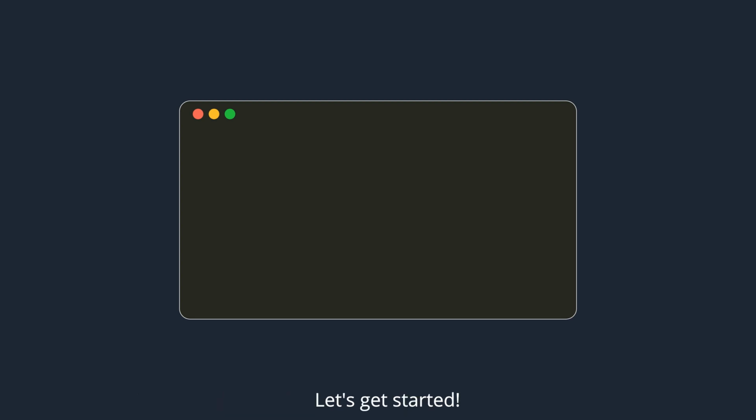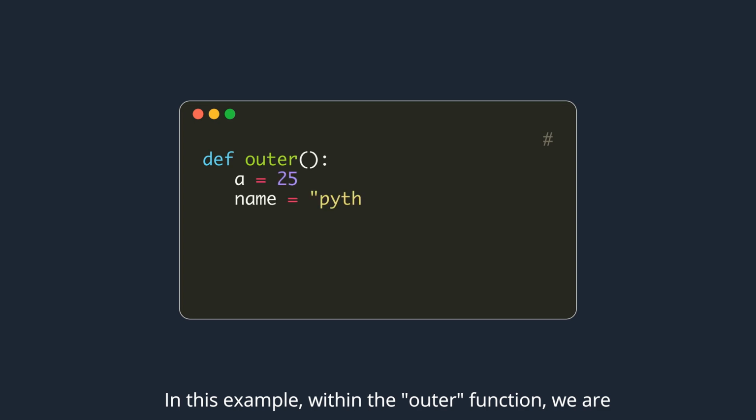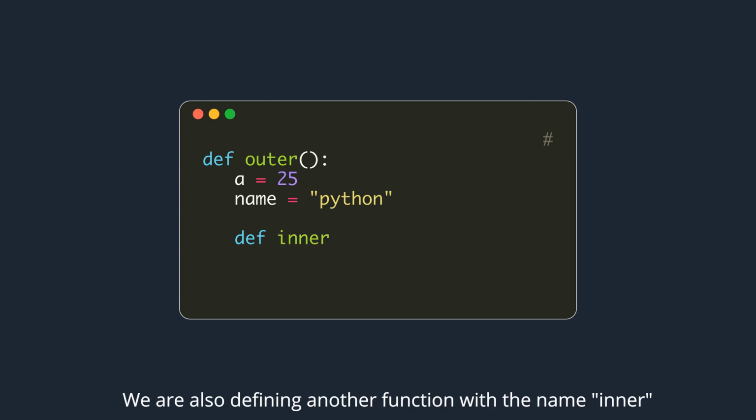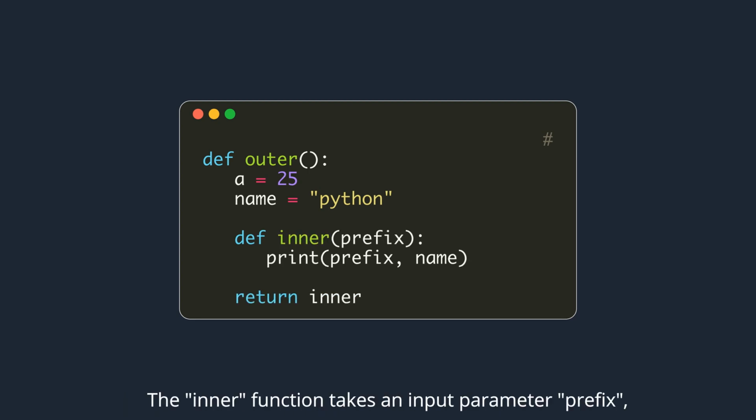Let's get started. In this example, within the outer function, we are defining an integer variable a and a string variable name. We are also defining another function with the name inner within the body of the outer function. The inner function takes an input parameter prefix and simply prints this input parameter and the name variable defined in the nonlocal scope of inner.